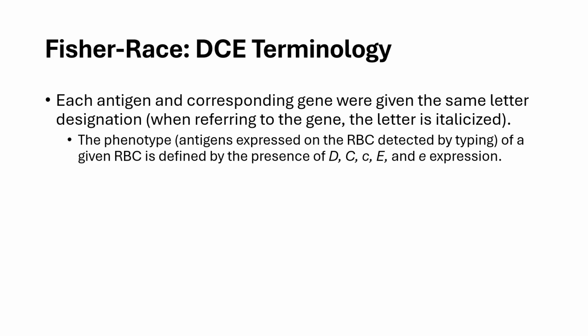For the phenotype definition, the Rh phenotype of a red blood cell is determined by the presence or absence of 5 main antigens, and those are big D, big C, little c, big E, and little e. These are identified through serological typing.